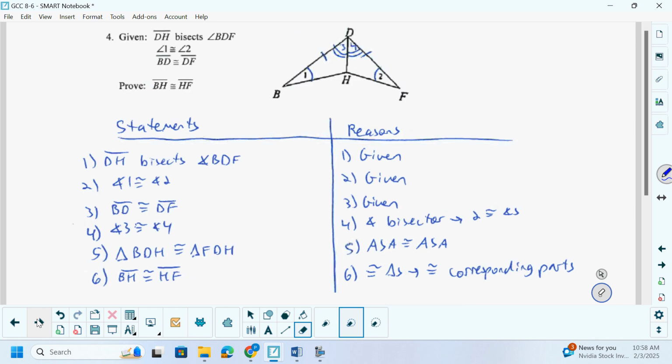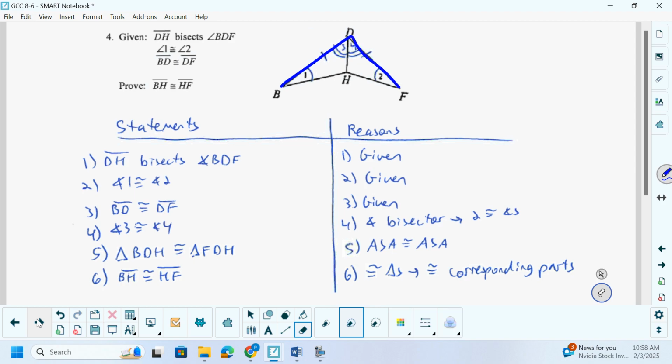And our last one, we have a set of angles and a set of sides that were given to us. If you just did reflexive, then you would have side, side, angle, which didn't work. So we got to use our other given there, the angle bisector. Angle bisector is sometimes difficult to pick out.